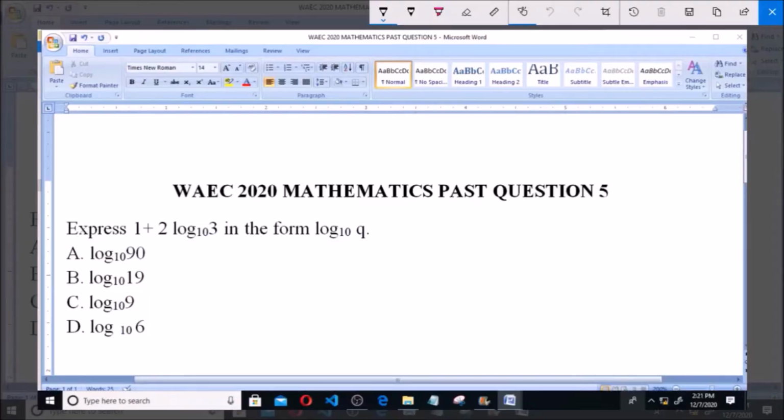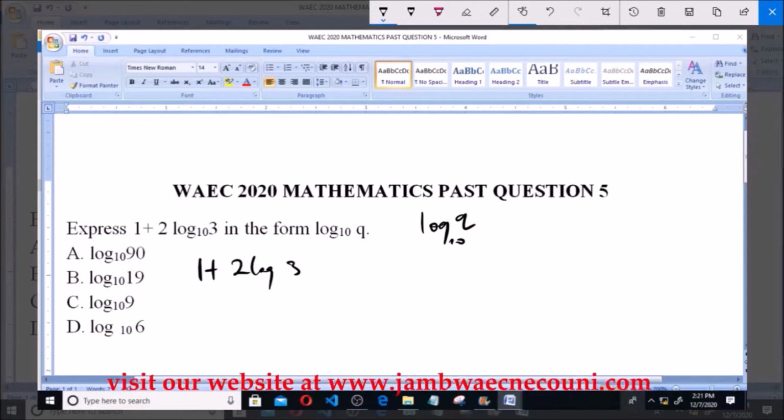I'll be answering WAEC 2020 Mathematics Past Question 5. Express 1 + 2 log 3 base 10 in the form log q base 10. Now, we have to express this statement 1 + 2 log 3 in this form, log q base 10. Now, 1 here simply means what? Since the log is in base 10, 1 simply represents log 10 base 10.